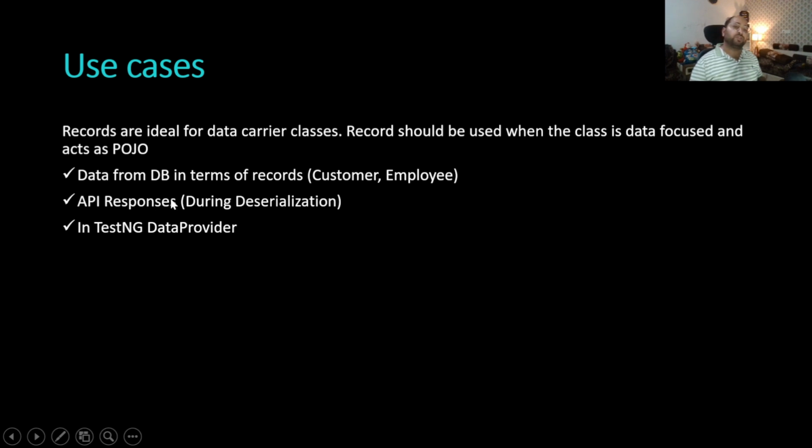We can use it for the API responses during deserialization. For example, when we hit our API request, we get the response and we can use the record to map it, because that data is not going to change, right? And talking about TestNG, through a data provider we can use it too, because once we are reading the data, it is not going to be modified. So in such cases, we can use it. We'll talk about more in the next sessions.